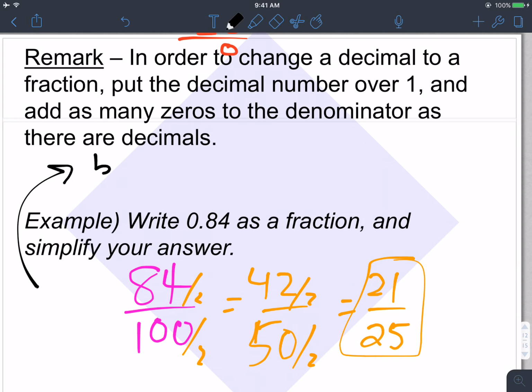Let's do another one. How about 0.125? Your question. How would I write this as a fraction? 125 over 1,000. Exactly, put it over 1,000. Think about it. The very first thing we talked about, it goes to the thousandth decimal place. So put it over 1,000.